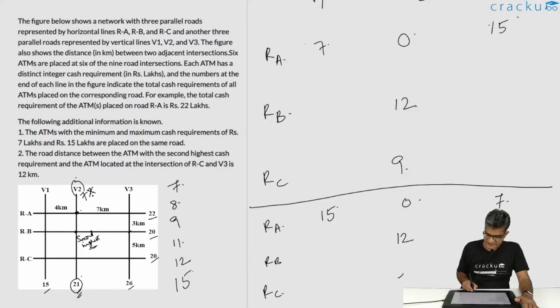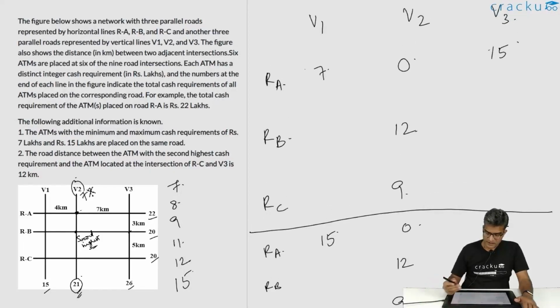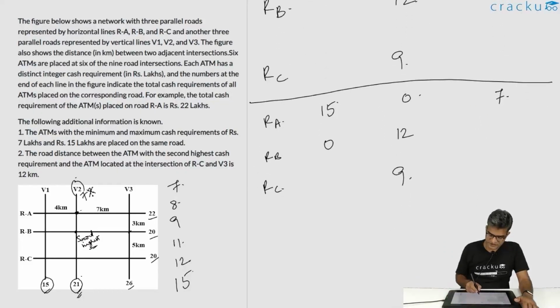This is 12 and this is 9. This much we know. Now what is the sum of all the elements in V1? The sum of all the elements in V1 is 15. This would imply that in the second case, this has to be 0, this has to be 0, because we want this sum to be equal to 15. And this sum is 21, which is fine.